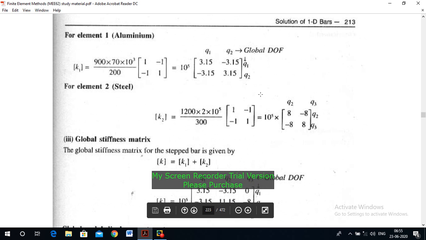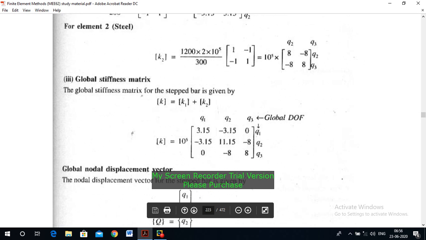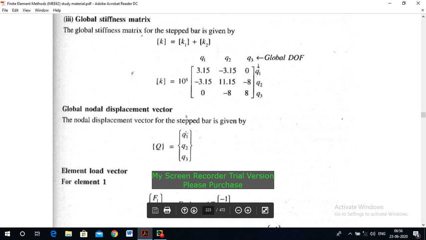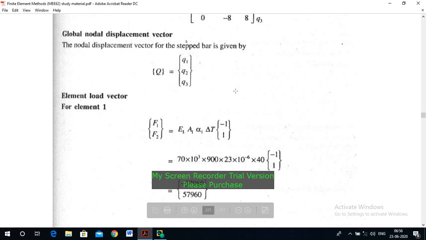But in matrix 1 there is no element corresponding to 3 and 3, but the element corresponding to column 3 and row 3 is there, 8 is there. Here I will write it as 8. Okay. And I will get global stiffness matrix of rank 3 cross 3, it is symmetric matrix. And next, find out global nodal displacement vector is given by Q is equal to Q1, Q2, Q3. And next, this is our nodal displacement vector.